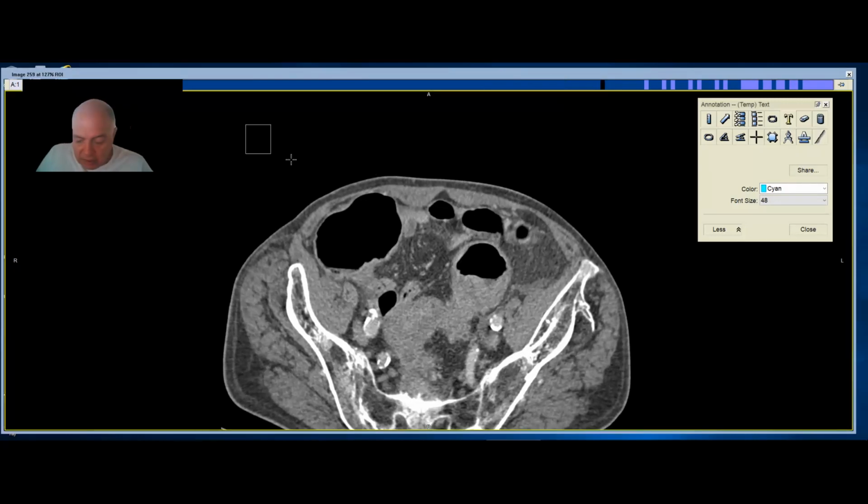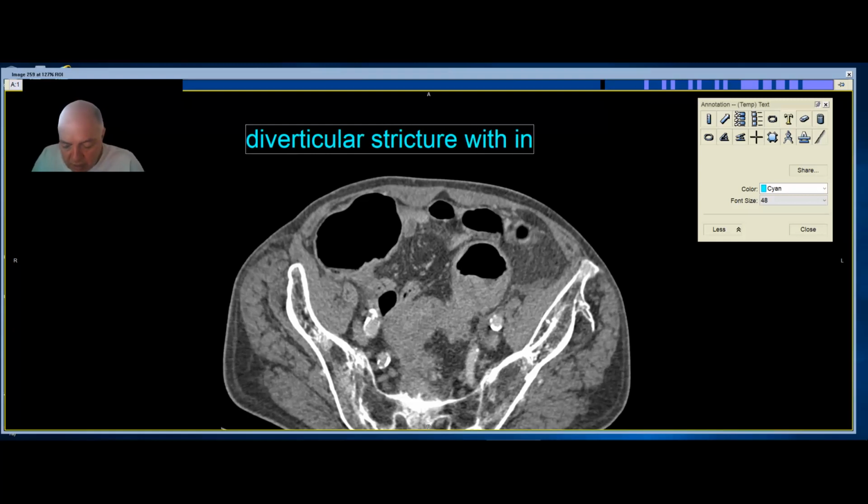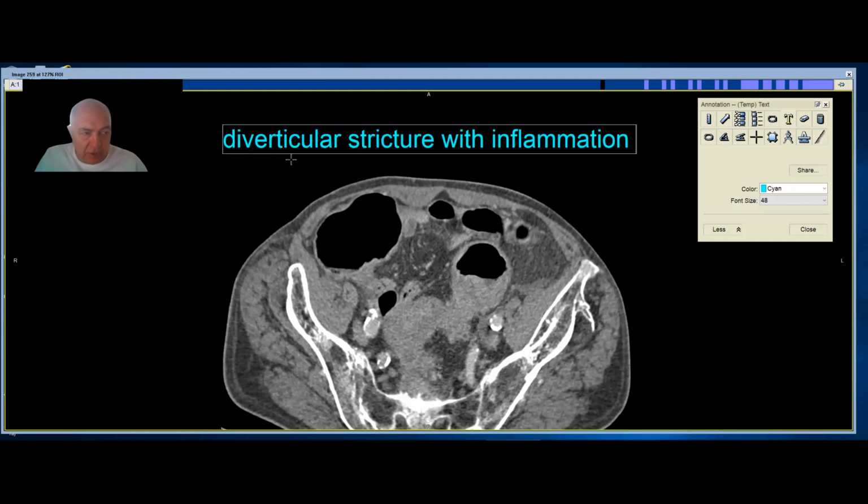So the diagnosis: diverticular stricture with inflammation.